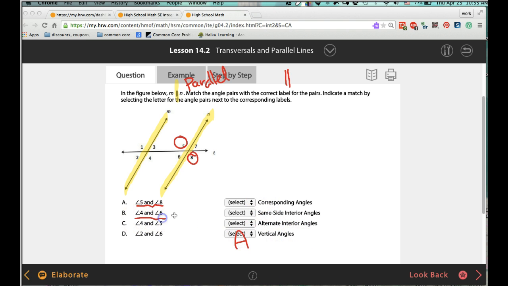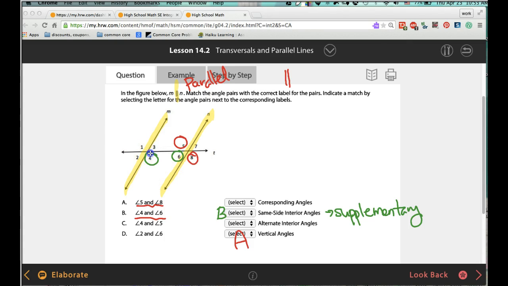All right, and then angle 4 and 6. So vertical angles are opposite angles: 5, 8, 6, 7, 1, 4, and 2, 3, okay? And they all measure the same. 4 and 6 are same side interior angles because they're on the same side of the transversal and they're both inside the two parallel lines, right? So that's going to be B right here. Another thing you have to remember about same side interior angles is that they are supplementary. Supplementary means you add them up and they become 180 degrees, right?